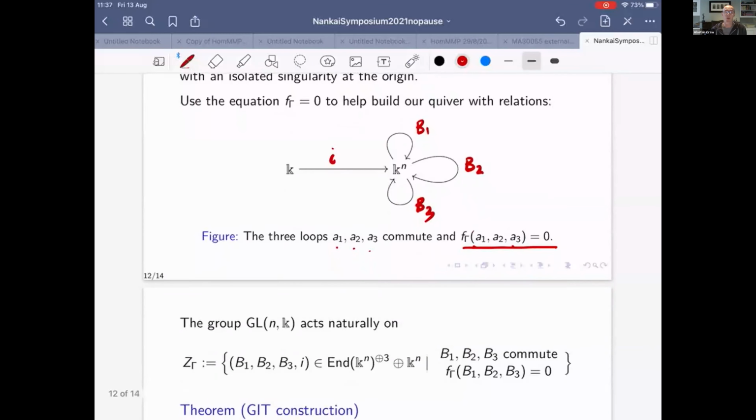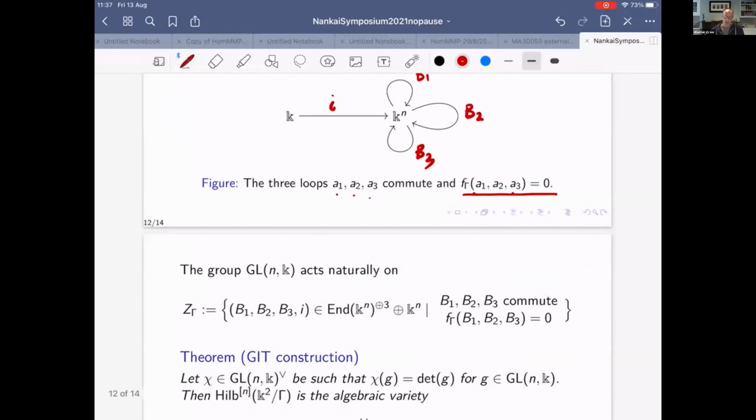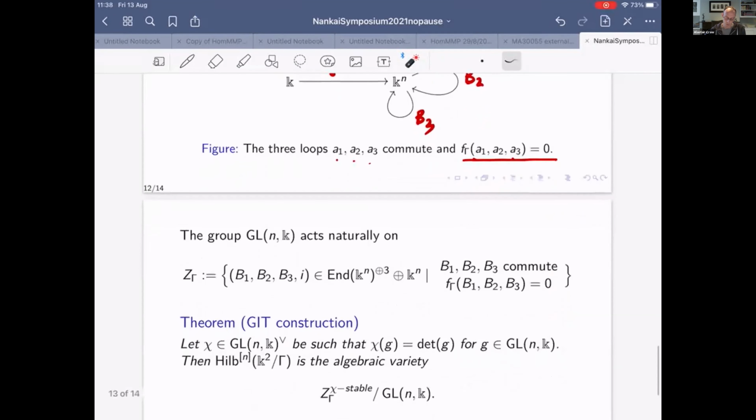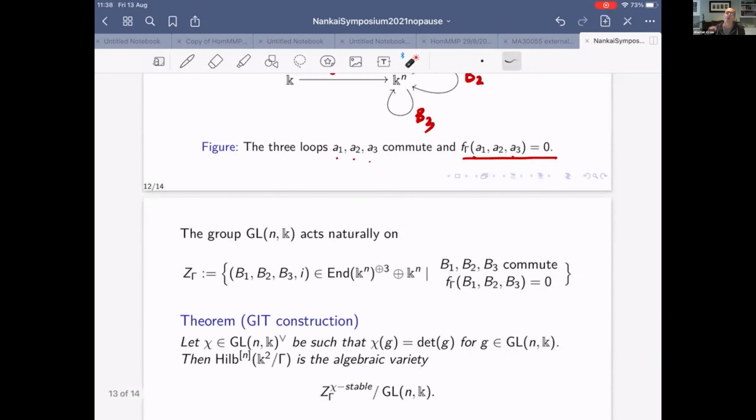And with that, I go through exactly what we've seen before. I set up the space of all, well, now it's quadruples, B1, B2, B3 with an I. I insist that the BI's commute and they satisfy this key defining equation. With that, I choose exactly the same character as before, and sure enough, the Hilbert scheme of endpoints, for exactly the same reasons as before, is the chi-stable locus in this affine scheme, modulo the action of GLN. So this gives us a GIT description of the Hilbert scheme of endpoints on an ADE singularity.